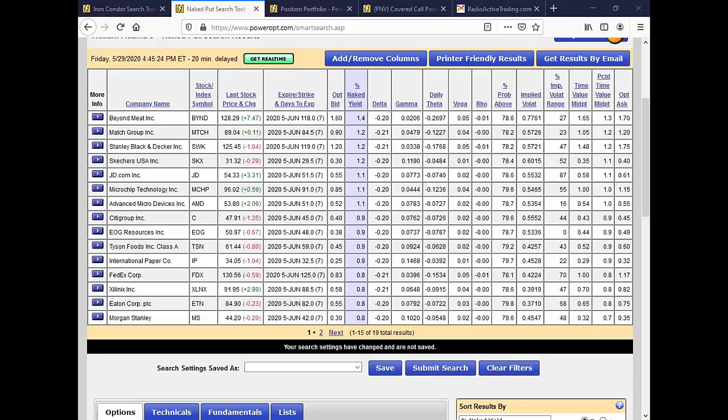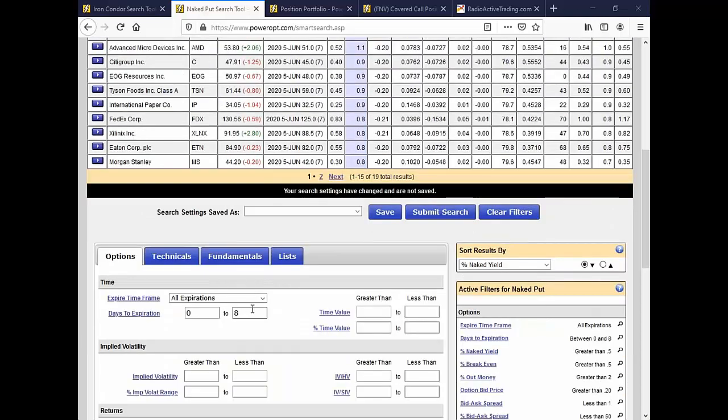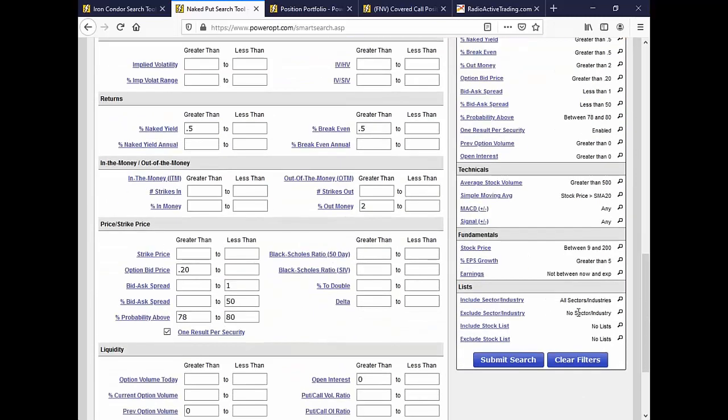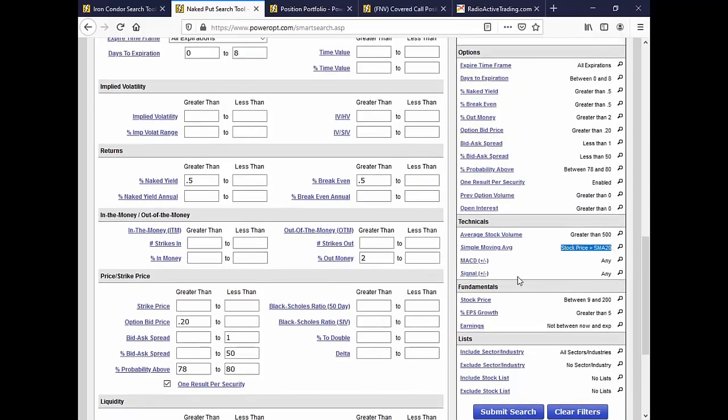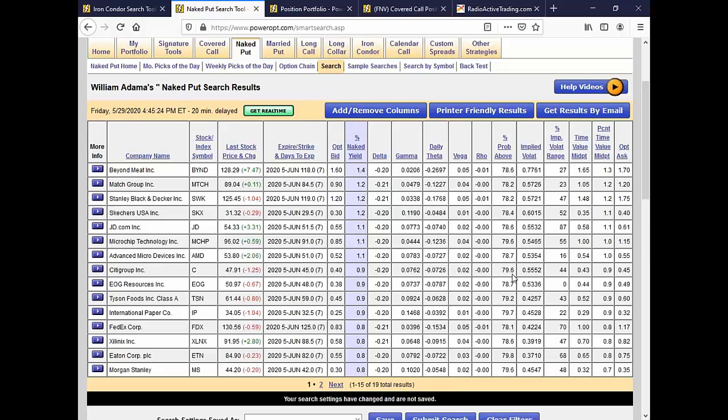Okay, and it's already looking for weekly options because of the time frame. So it's looking across the universe of options. It's not restricting it right now by a particular stock list or anything like that. So it is looking across the universe of options, but it has to match this other criteria. So that's all. You just plug it in.